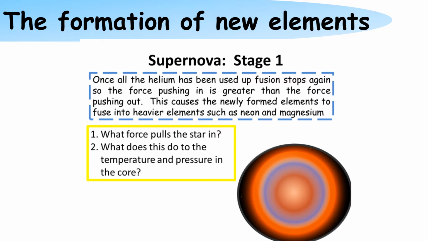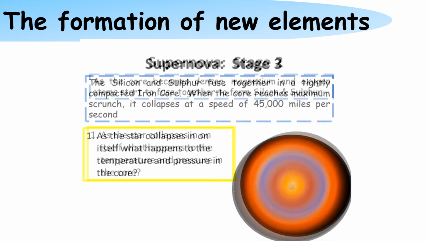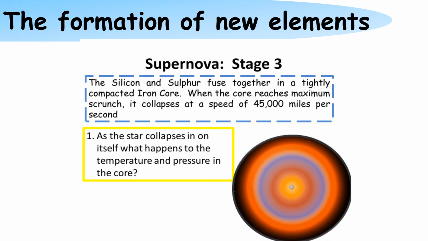So once all the helium has been used up, fusion stops again, so the force pushing in is greater than the force pushing out. This causes newly formed elements to fuse into heavier elements such as neon and magnesium. As the core becomes denser, the magnesium and oxygen atoms start to fuse together to form silicon and sulfur. The silicon and sulfur fuse together in a tightly compact iron core. When the core reaches its maximum scrunch, it collapses at speeds of up to 45,000 miles per second, and the star goes supernova and explodes.